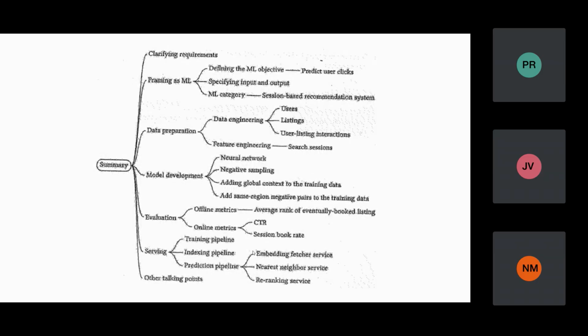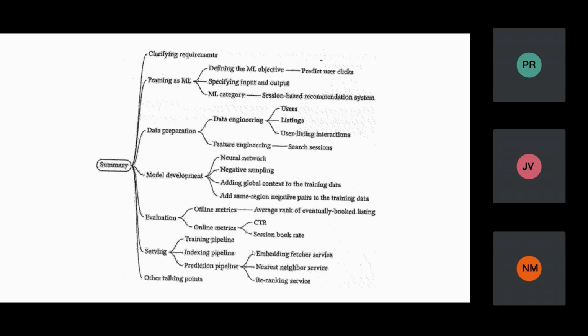So to summarize the whole feature that we have discussed, we started with clarifying the requirements, where we mentioned the business objective, which was to increase the number of bookings. Then we translated the business objective into an ML objective and ML task. The ML task was to predict the user clicks. Then we discussed specifying input and output. The input was the listing currently being viewed by the user, and the output being the similar listings to the one being viewed.